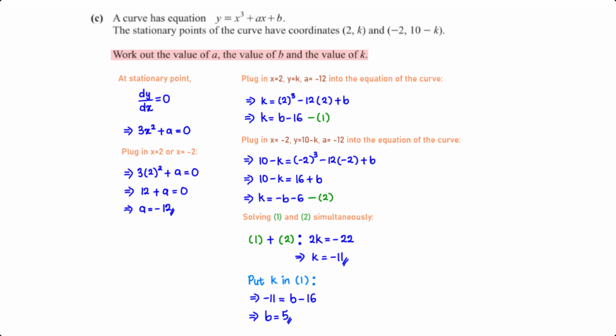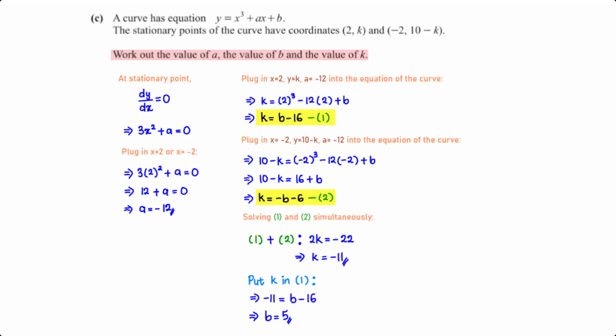When we plug in the second set of coordinates into the equation, this is what we have. Negative 2 cubed minus 12 times negative 2 is 16. When we rearrange the equation to make k the subject, we get k equals negative b minus 6, which we have labeled as equation 2. So now we can solve the two equations simultaneously to get the values of b and k.